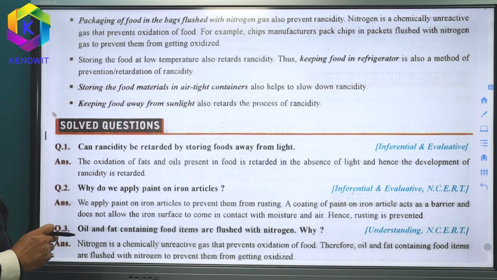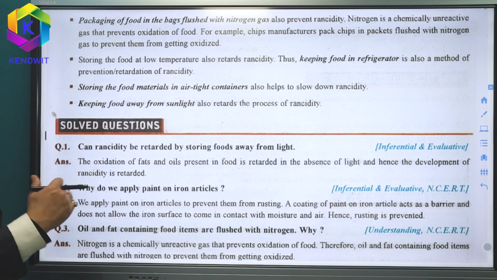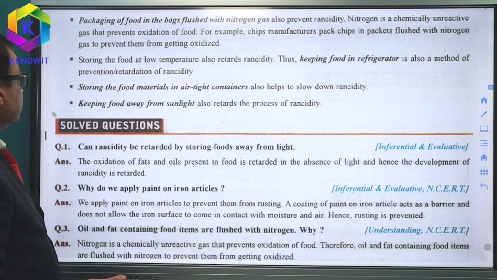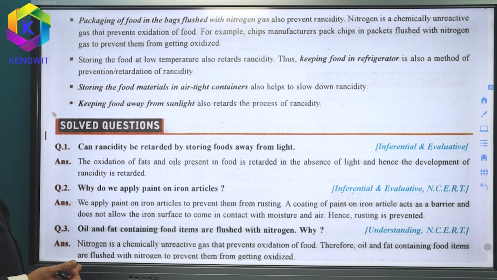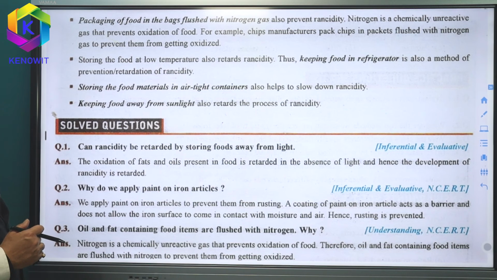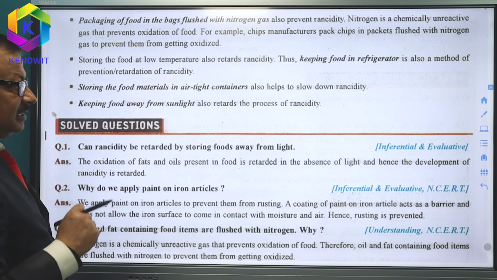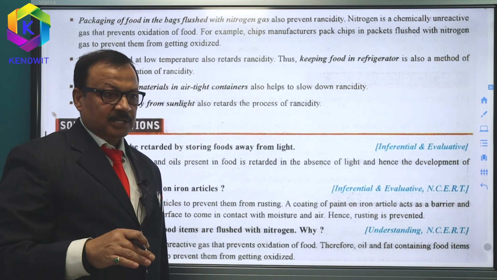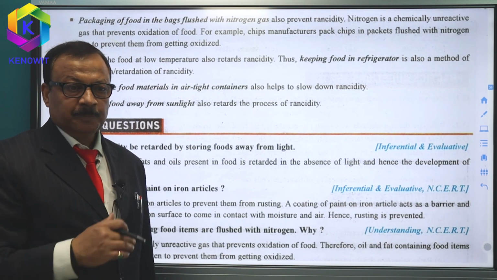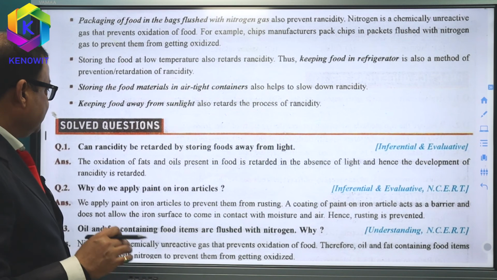Then packaging of food in bags to cut the connection with air or direct exposure to air, and keeping food materials in airtight containers, keeping food away from sunlight, sometimes in a deep freezer. In a deep freezer, due to the low temperature, the oxidation process becomes slow. So we can prevent the rancidity.